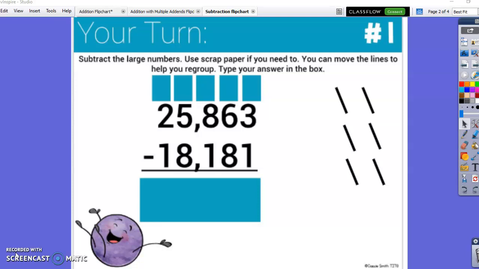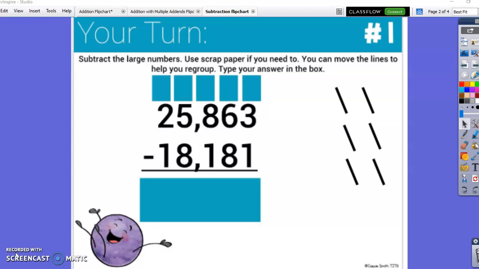Write down in your journals 25,863 minus 18,181. Put your equal sign. And again, you don't have to write the blue boxes. Those boxes are there for you to see that it's organized. And so here we go.